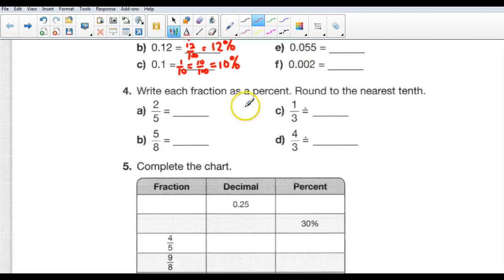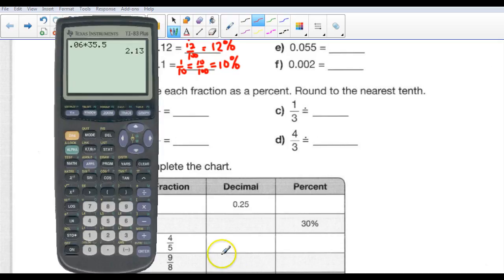Write each fraction as a percent, round to the nearest tenth. So we have 2 over 5, 2/5. Well, supposing you had a test and it was out of 5 questions and you got 2 out of 5, and the teacher asked you, well, what percent is 2 out of 5? Okay, well, with our calculator we can take the top number, 2, divided by 5, because that's what 2/5 is. We get a number of 0.4, and we want it as a percent. As a percent just means we multiply it by 100. And 2 out of 5 is the same as 40%.